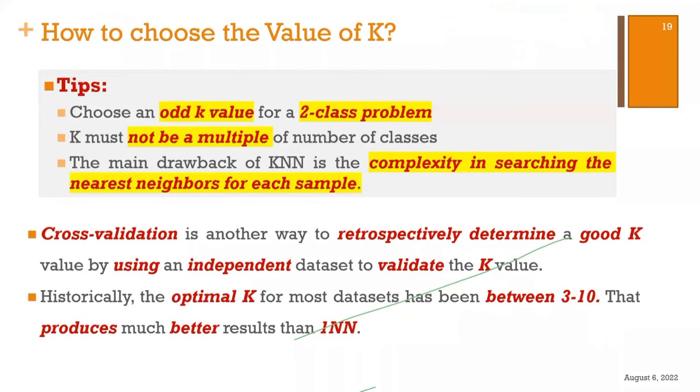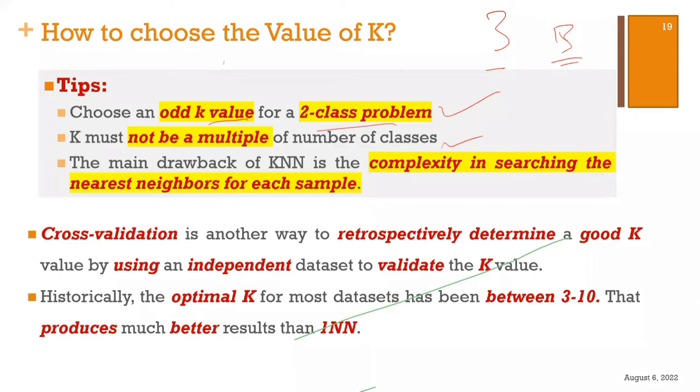Now, there are some tips. They say choose odd k for a 2 class problem. I've clarified that. And k must not be a multiple of the number of classes. If you have 3 classes, you cannot use k to be 3, because that is going to be a confusion. The number of k cannot be equal to the number of classes, and that's why you cannot use 2 for a 2 class problem, because there's going to be a tie when you want to take the decision.